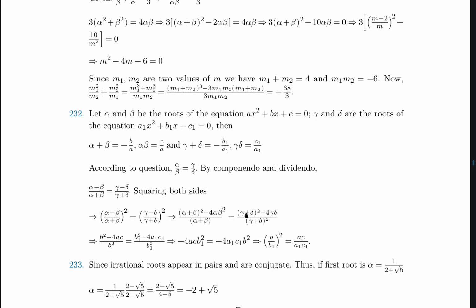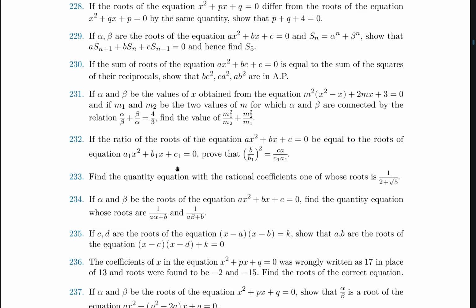Okay, and the second equation would be gamma plus delta whole square minus 4 gamma delta by gamma plus delta whole square. We substitute the value and we solve. We get minus 4 AC B1 square is equal to minus 4 A1 C1 B square. And from that we get B by B1 whole square is equal to AC by A1 C1. Question 232 has a typing mistake. All right.